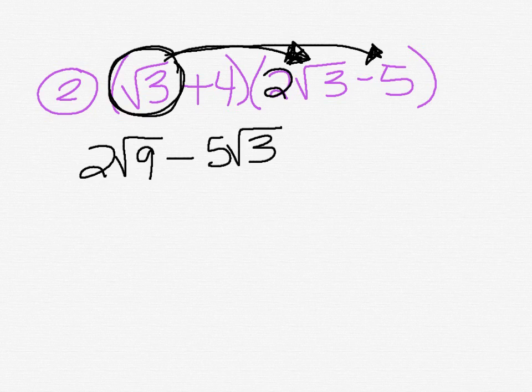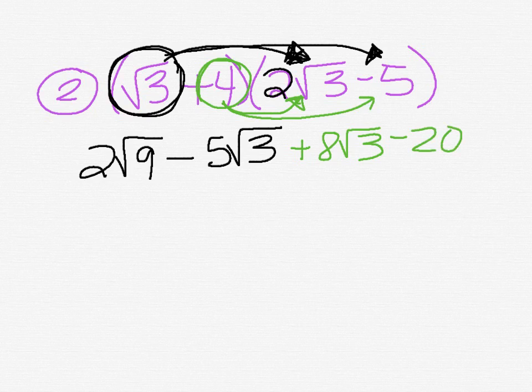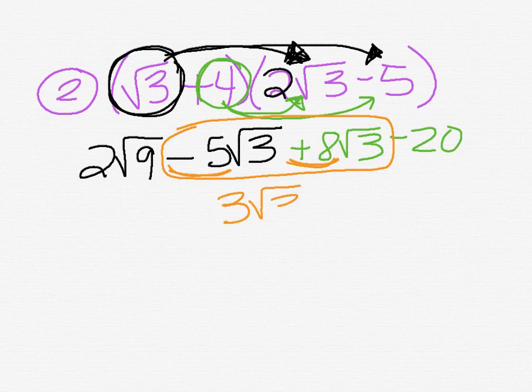Then we also need to do the 4, so we'll distribute the 4 into 2 square root of 3. That will give us 8 square root of 3. And then 4 times negative 5 will give us negative 20. Now, what could I combine together? These two match right here because they're both the square root of 3. So add negative 5 plus 8, and that'll give me 3 square root of 3.